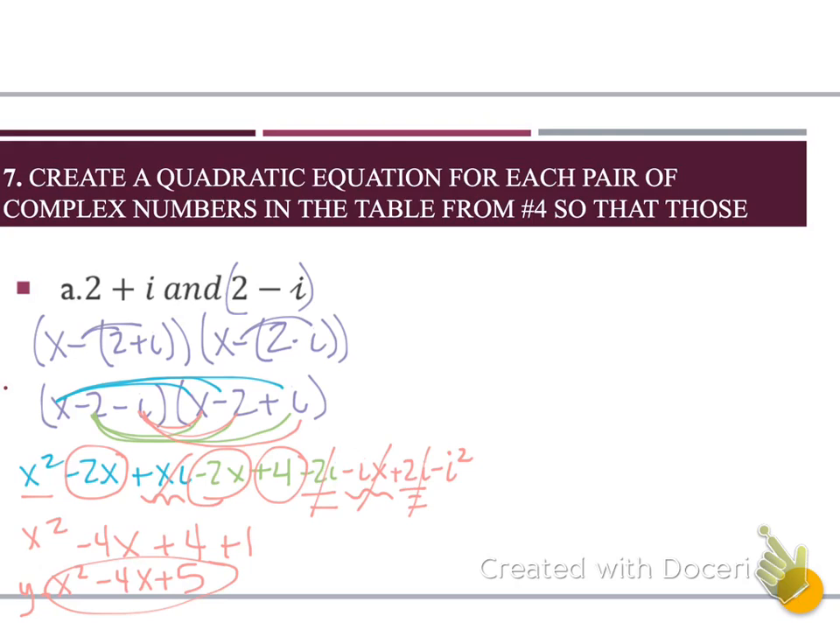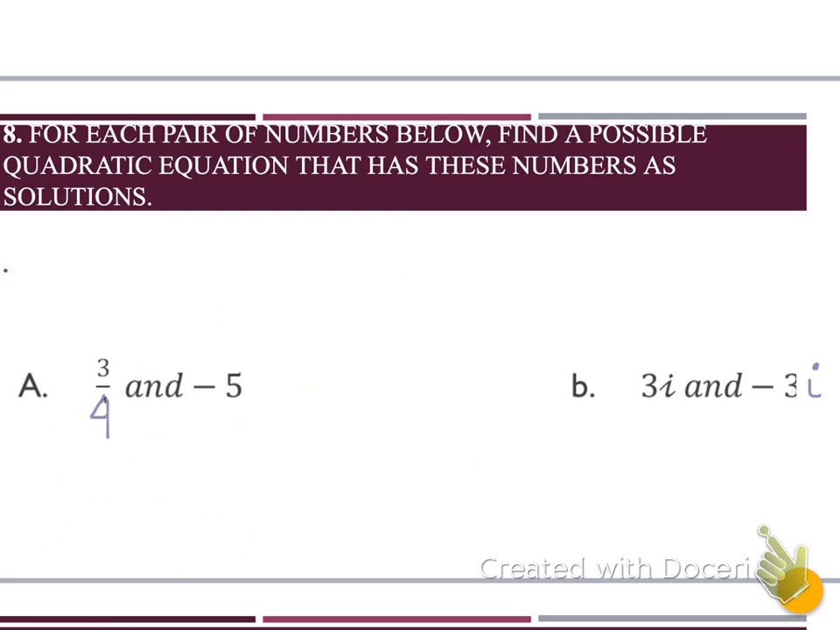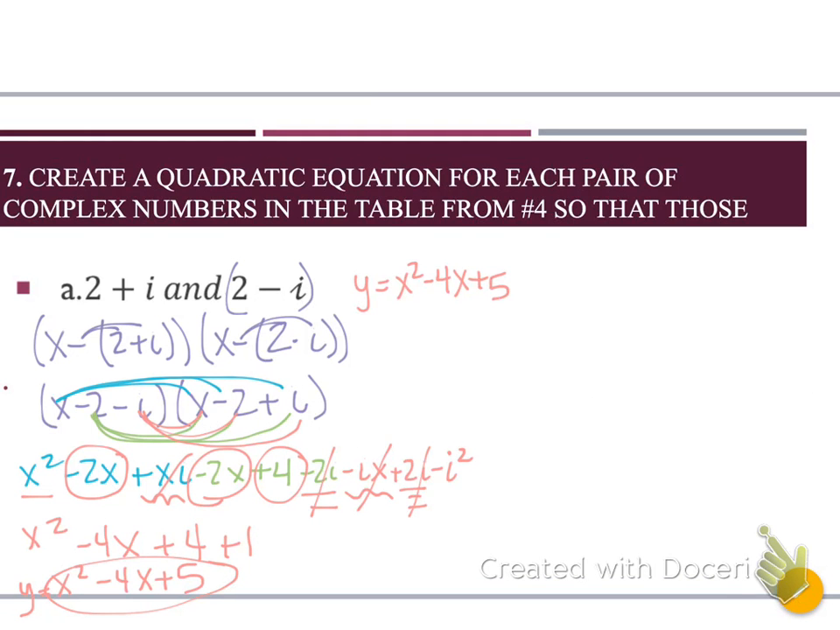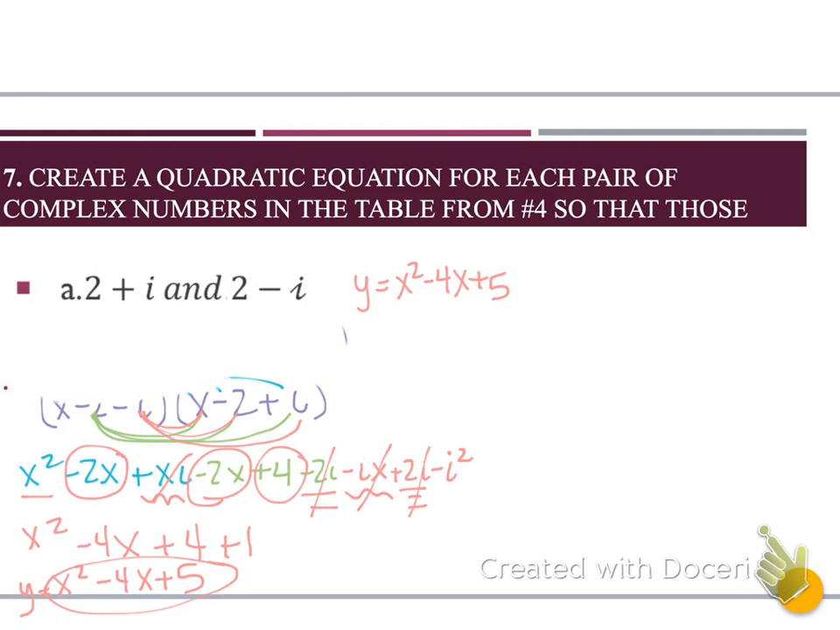And then we want it to say y equals so that we can graph it if we need to. Okay, so there is my long route. Then we have a short route. So that's the answer that I should get: x squared minus 4x plus 5. Okay, so I'm going to erase all this and show the shortcut this time.